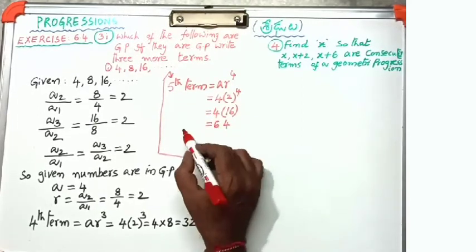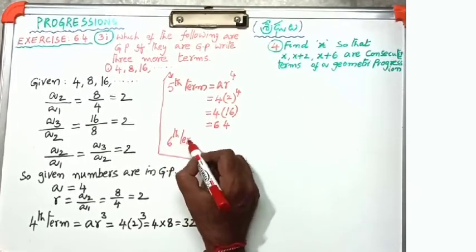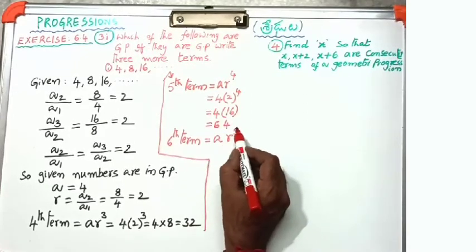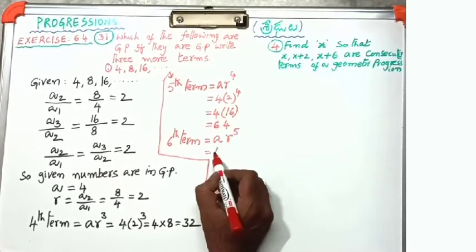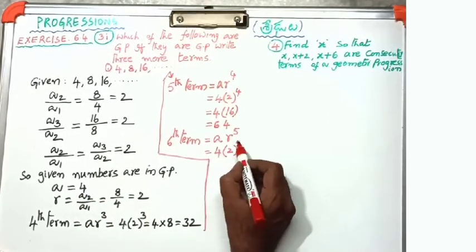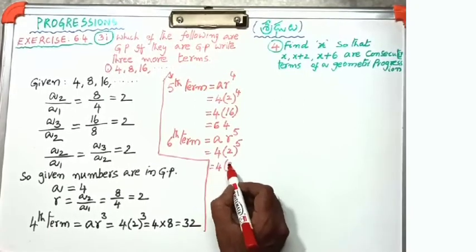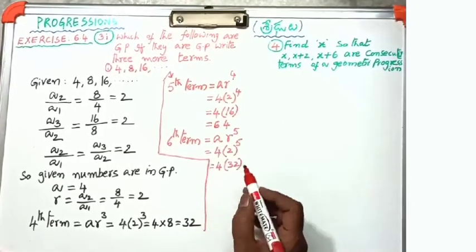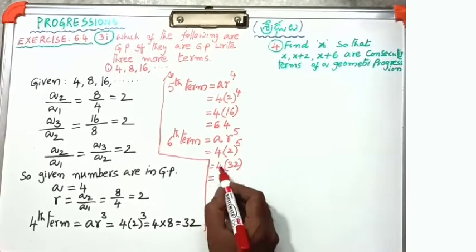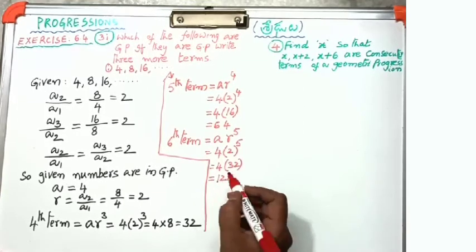So next, sixth term is equal to AR to the power of 5. A is 4 and R value is 2. That equals 4 into 2 to the power of 5, which means 32. 2 into 2 into 2 five times, you will get 32. So that equals 4 2s are 8, 4 3s are 12, so 128.